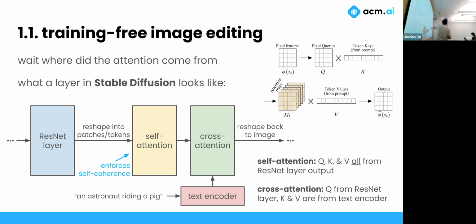So specifically, in self-attention, the QKV are all from the ResNet layer output, right? Remember, QKV comes from just linear projections. You have 3 linear projections that get you to that. So QKV are all from the ResNet layer outputs. Whereas with cross-attention, Q, our query, is from our ResNet, and K and V are from the text encoder. Does that make sense? Yeah.